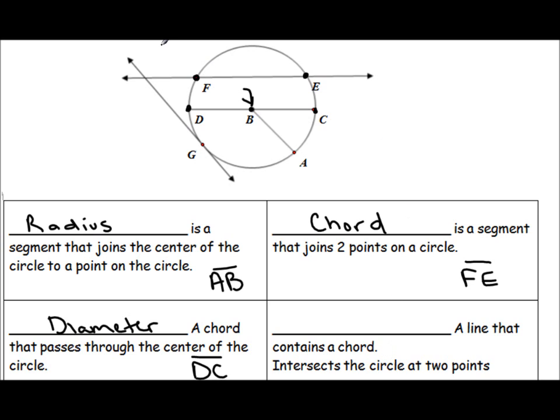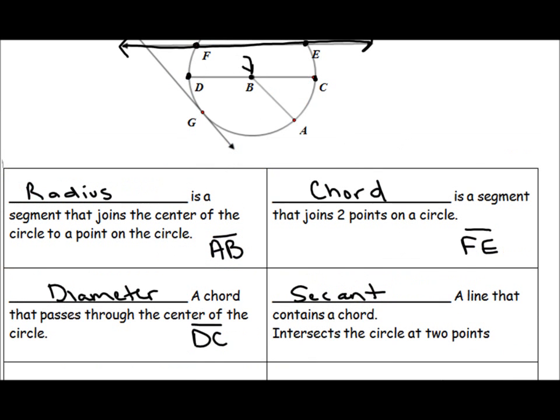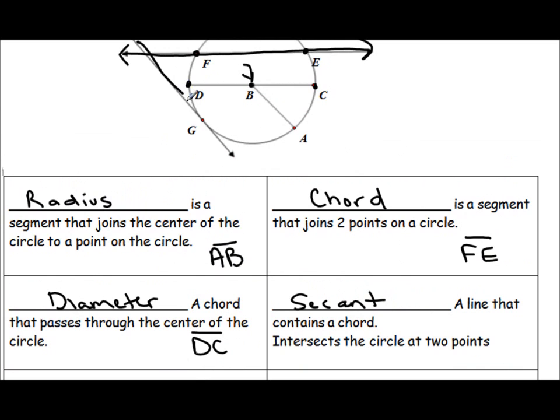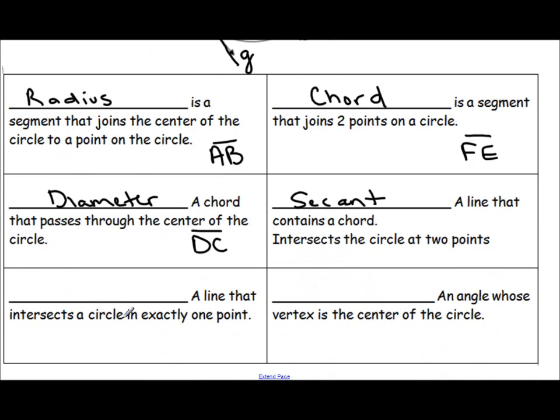A line that contains a chord, so this line here contains chord FE and intersects the circle at 2 points, is called a secant. A line that intersects a circle in exactly 1 point, come over here. This line, we'll give this a little g as well, and then we can call it line G. That line is called a tangent.